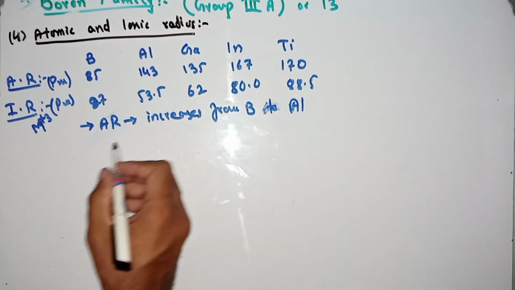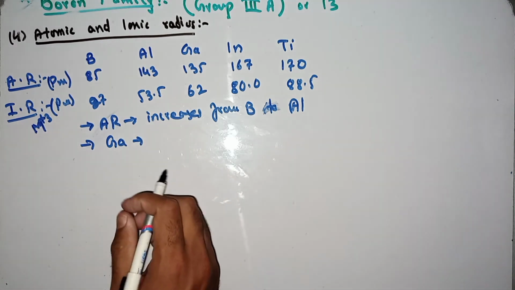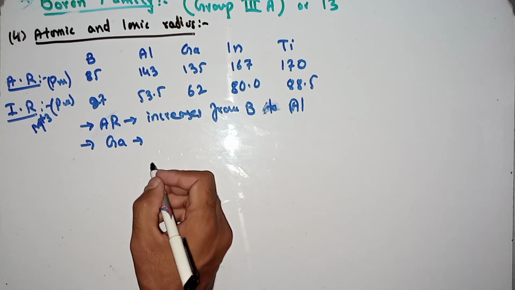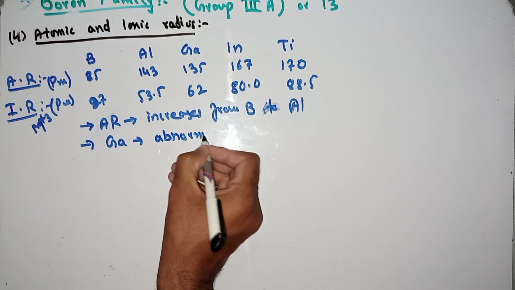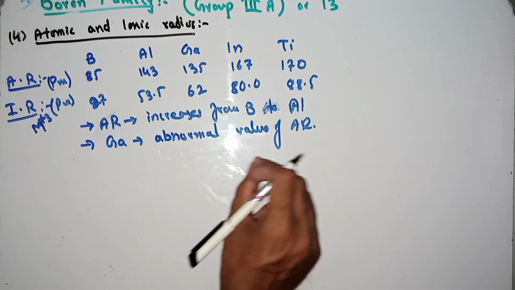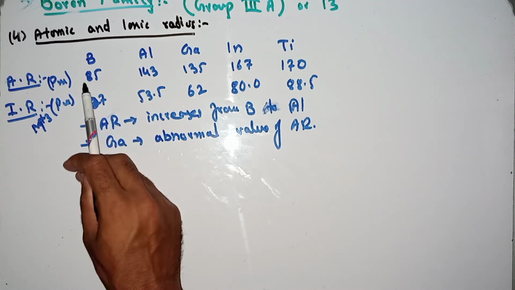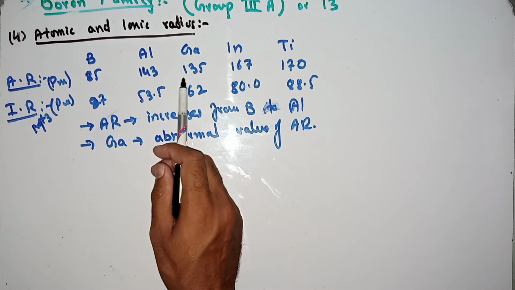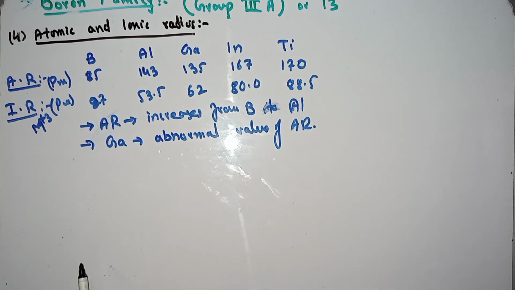However, gallium shows abnormal behavior. We will discuss each of them with solid reason, with solid logic. Gallium has an abnormal value of atomic radius, which is lower than aluminium. Initially the atomic radius increases from boron to aluminium, while gallium has the abnormal behavior. It has a smaller atomic radius as compared to aluminium. I hope my points will be noted.